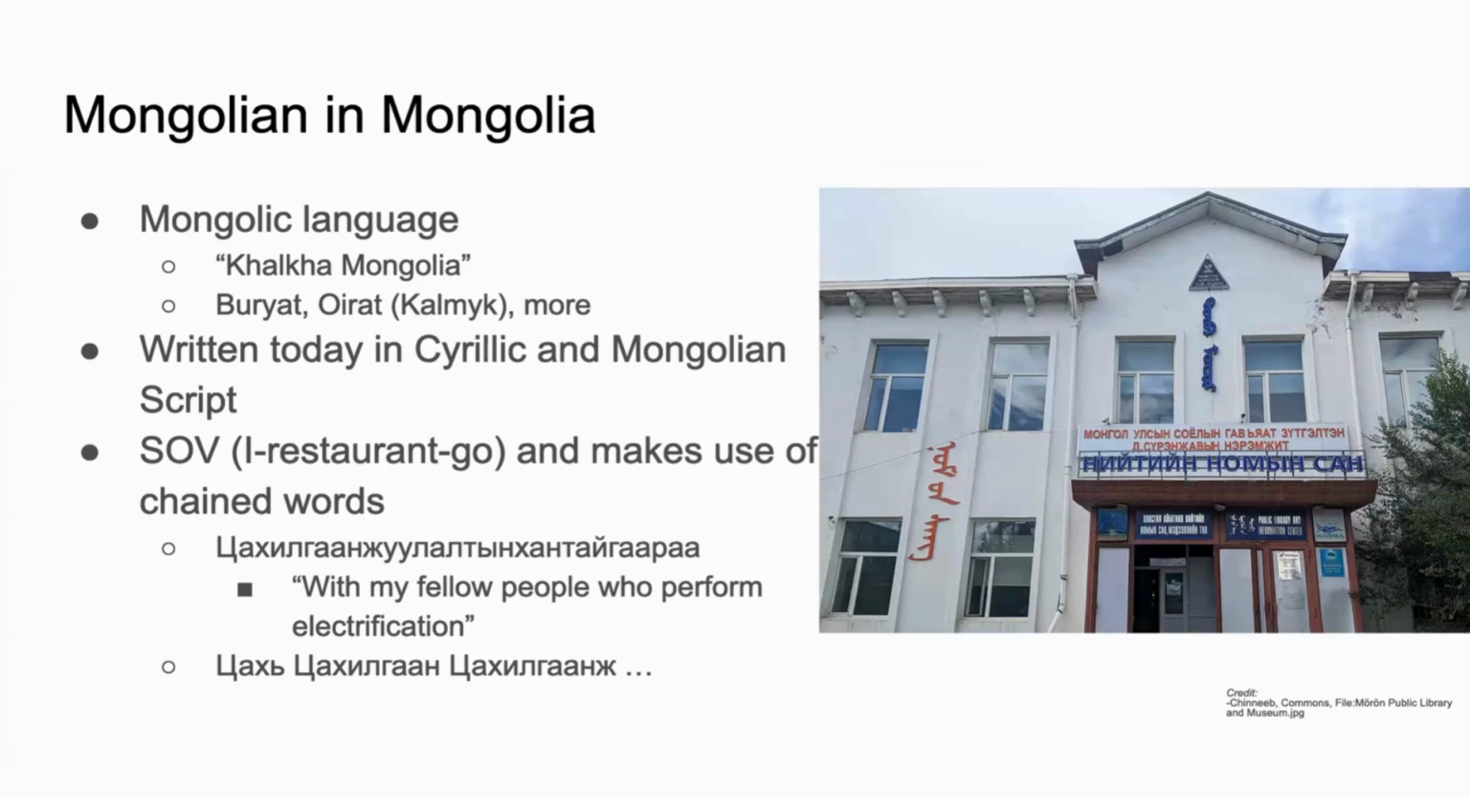And the grammar is a subject, object, verb type thing. And it makes use of these chained words. I believe it's called agglutinative languages. But as an example, this is a joke word that people use to explain how these chained words work. So that's this word here. And the meaning is basically with my fellow people who perform electrification. So you just keep adding suffixes until it makes these sort of phrases. And it's very similar, I guess, to Hungarian and Turkish, which is why they've been grouped into some language groups previously, but in reality, not really.